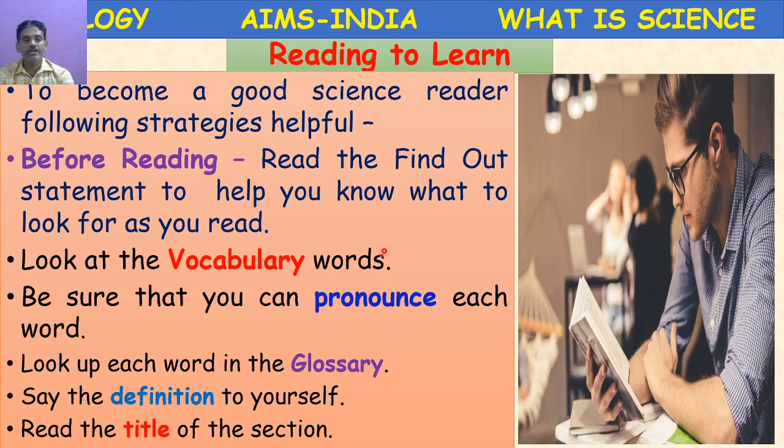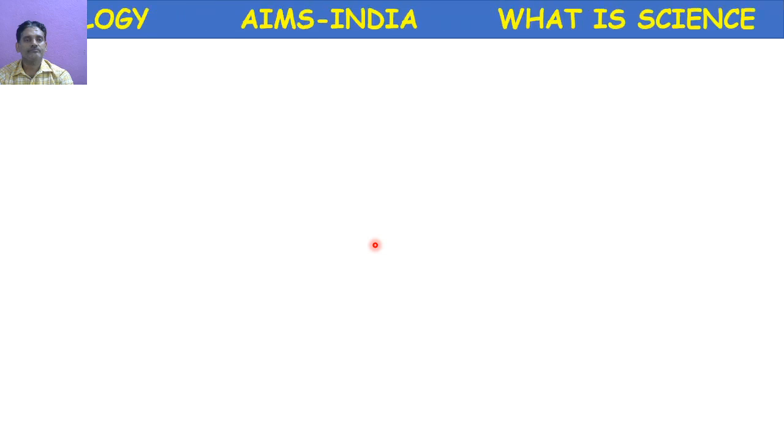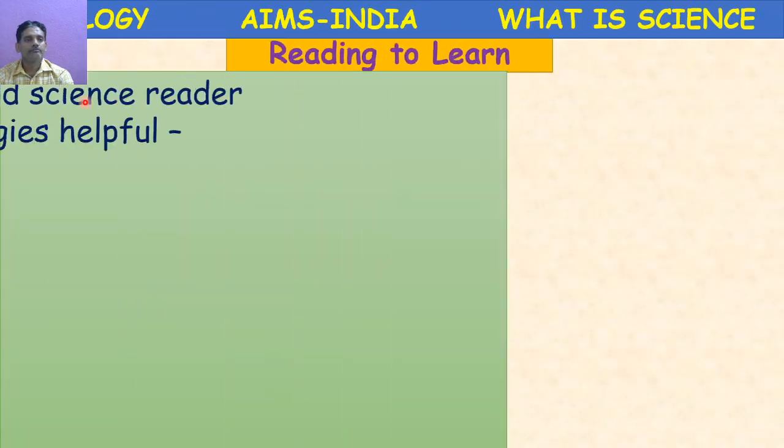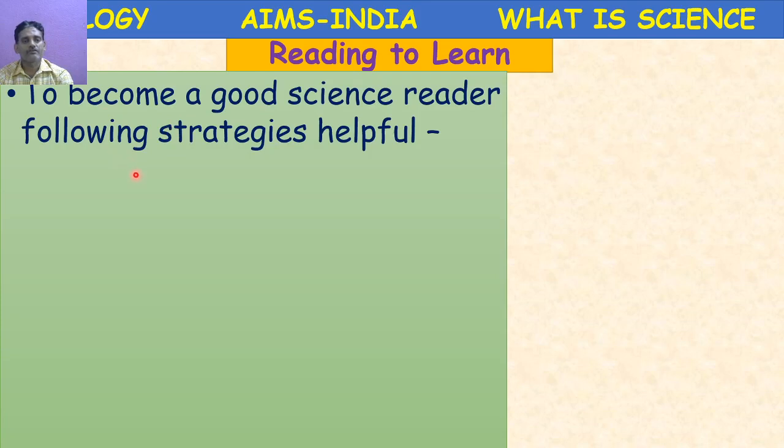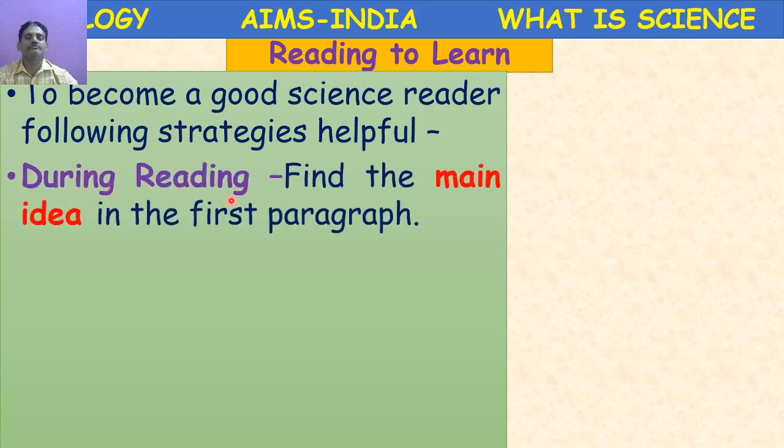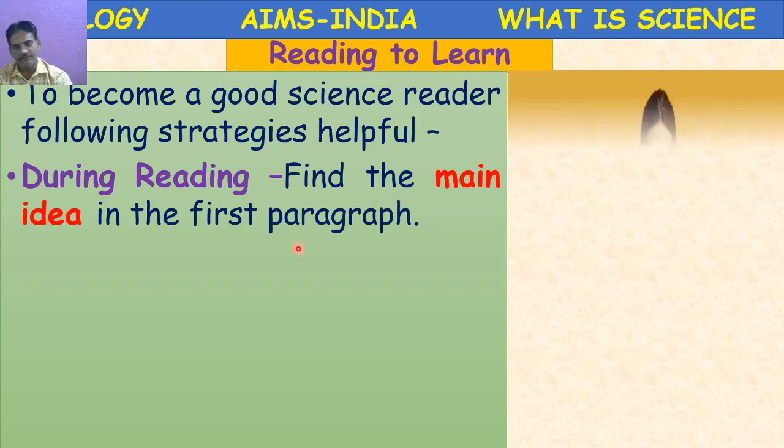Then during reading, at the time of reading, to become a good science reader, you have to follow these strategies. During reading, find the main idea in the first paragraph. Once you complete the paragraph, that's why you have to use a highlighter, means some coloring pencil or a crayon or a pen. You can underline the keywords, the definitions, the main idea. Okay? Find the main idea in the first paragraph you read.